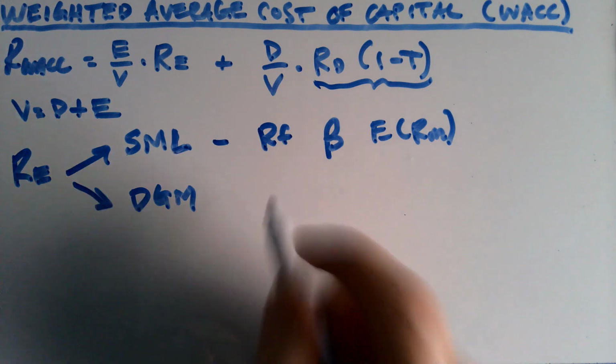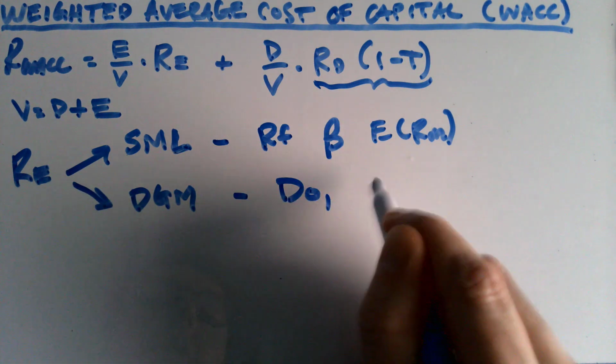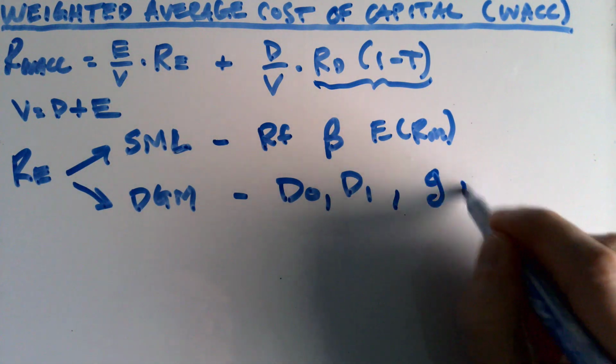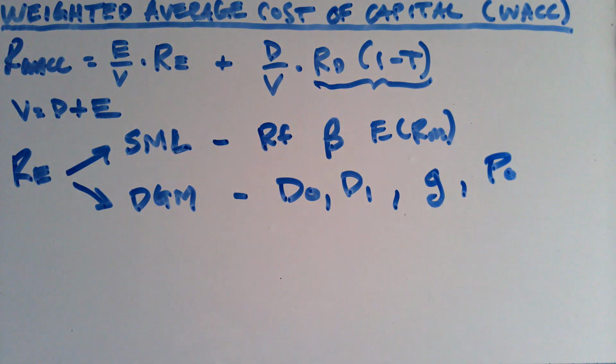However, if they're giving me things like D0 or D1, g, and P0, things like that, then I know I'm dealing with the dividend growth model. What if they give you enough information to calculate both? Well, go ahead and calculate both, add them together, and divide by 2. Keep in mind that everything we do in finance is merely an estimate. And by having 2 estimates here and taking their average, perhaps we are actually getting closer to the truth.